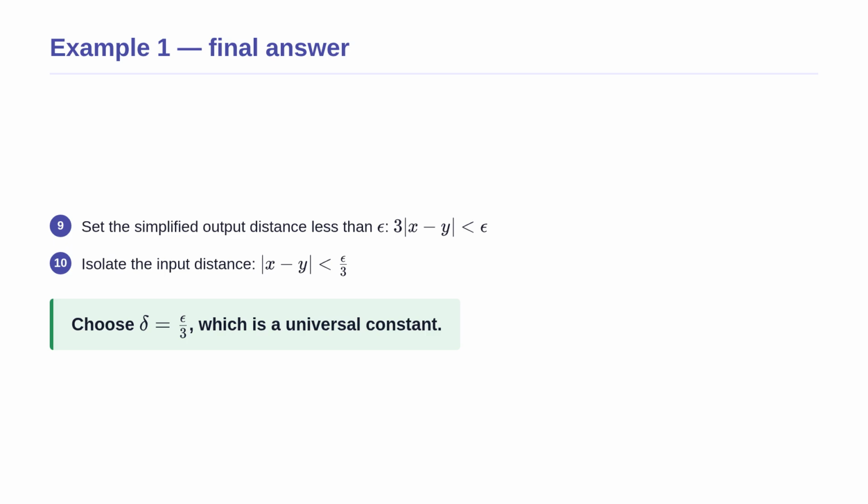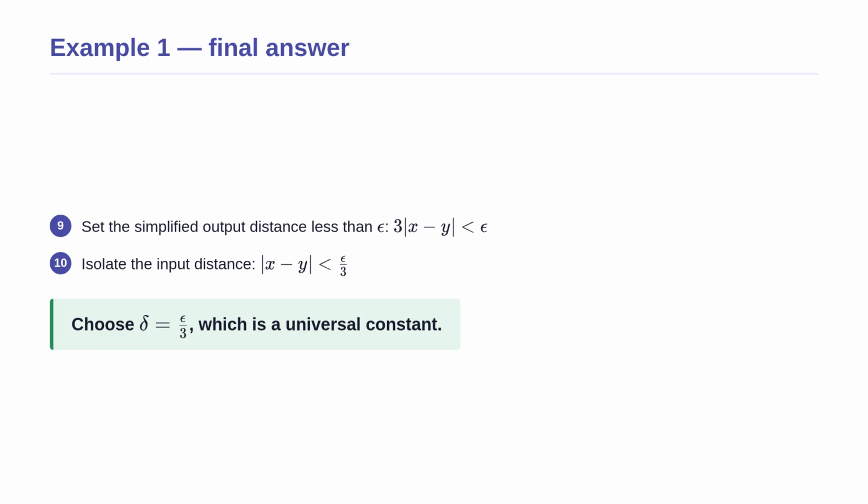We set our simplified output distance, which is 3 times the absolute value of x minus y, to be strictly less than our error margin epsilon. To find out what restriction we need to place on the input distance, we simply divide both sides by 3. This isolates the input distance, showing it must be less than epsilon divided by 3. This final inequality tells us exactly how to choose a universal delta.